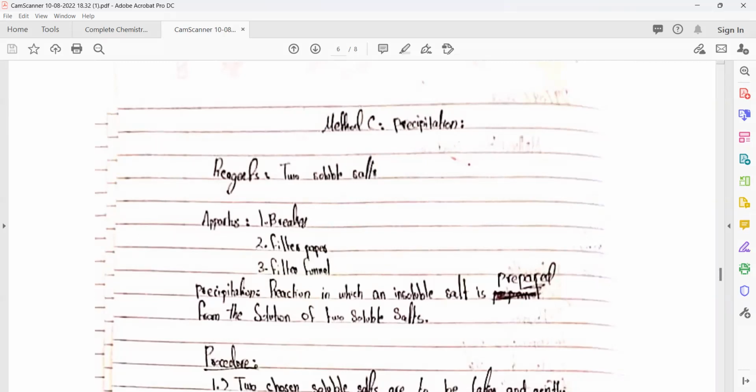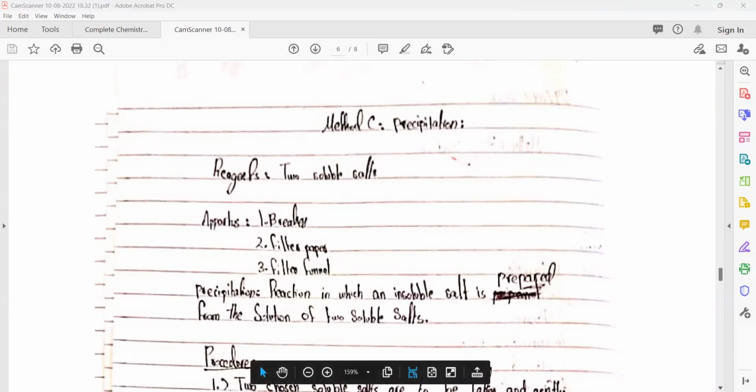Okay, now the third method. Sorry, I said it wrongly, it's not China coal, it's charcoal, activated charcoal. Okay, the third method is about precipitation. Two soluble salts. Yes, I read well. If somewhere, due to the print color, I pronounce or read wrong, please correct me.